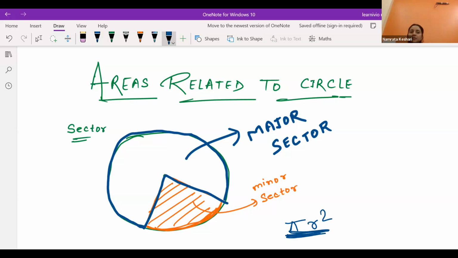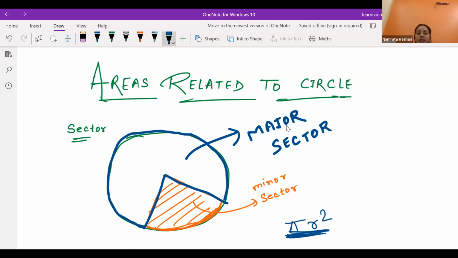Yes, 2 pi r is the circumference, that means the perimeter. You know that circumference and perimeter are the same thing, right? So 2 pi r is the perimeter of the circle. Area is pi r square. Now this is the formula for the area of the circle.